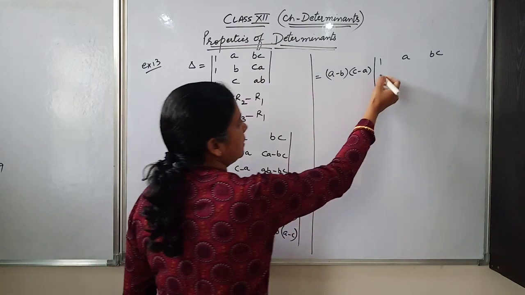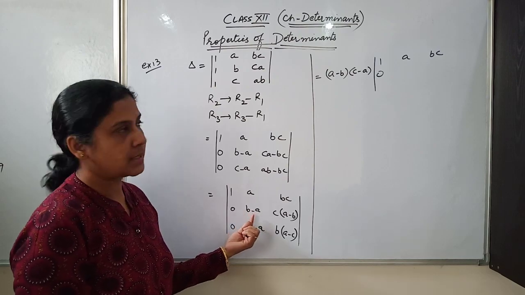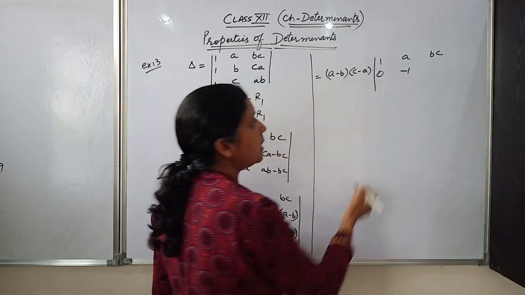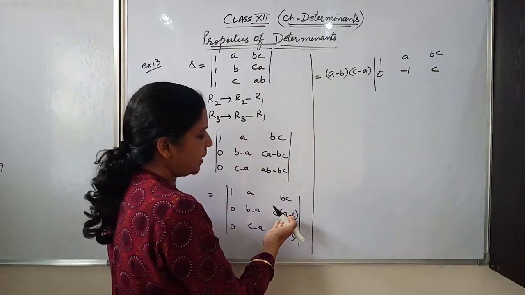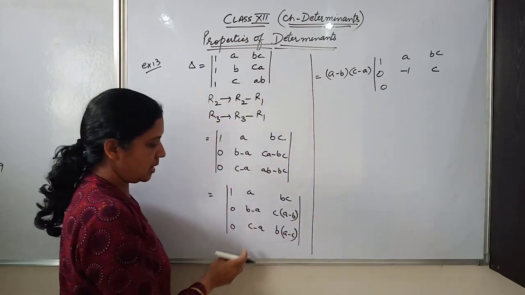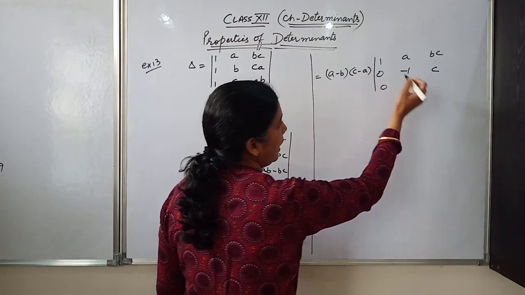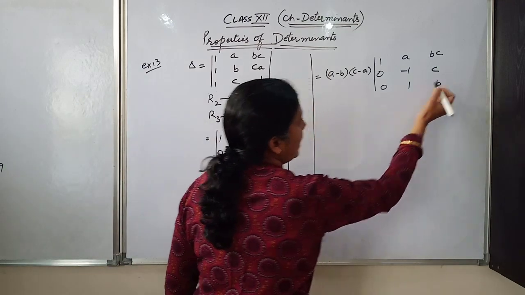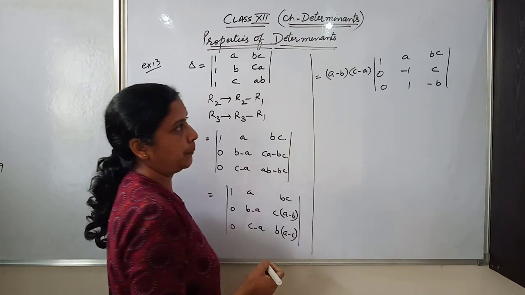So simplifying this, the second row becomes 0. B minus A was the factor present over here. I have taken A minus B. It means this is replaced by minus 1. The last term C into A minus B has come out. Last row 0. C minus A is the factor present over here which has been taken out. And the last entry is B into A minus C. The sign is changed, so it is minus B.